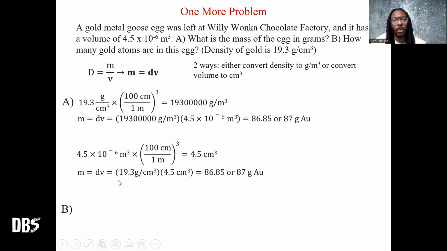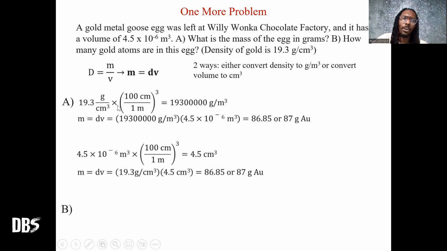Now I can place that in my equation and notice, y'all, depending how you want to do it, one way looks a lot easier than the other right now. 19.3 times 4.5 gives me the same exact answer at 87 grams of gold. Y'all just saw how we did that, right? I did this 2 different ways, same answer.